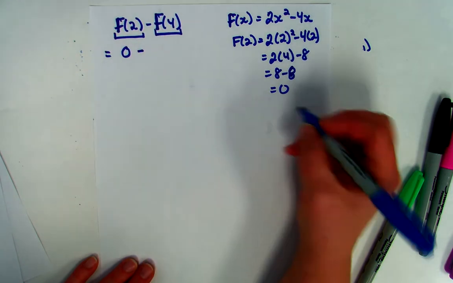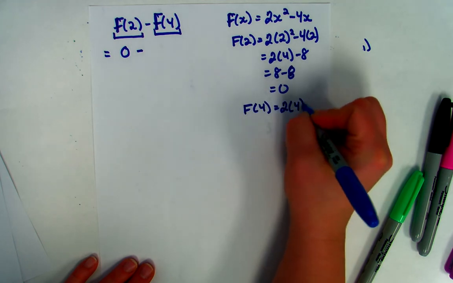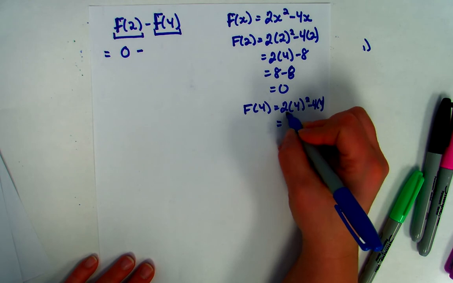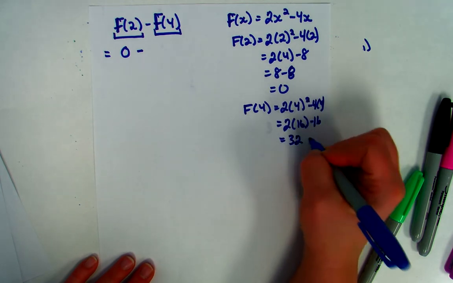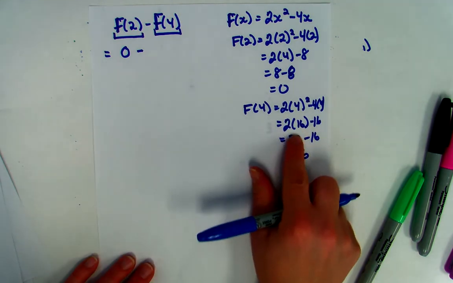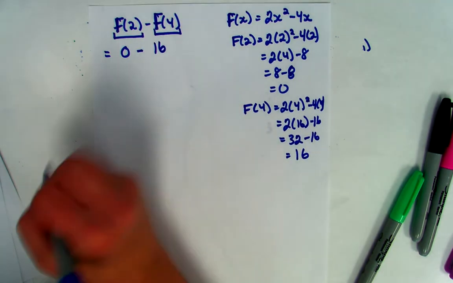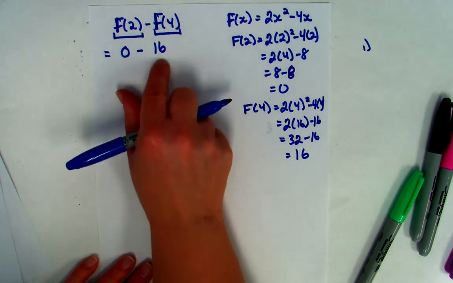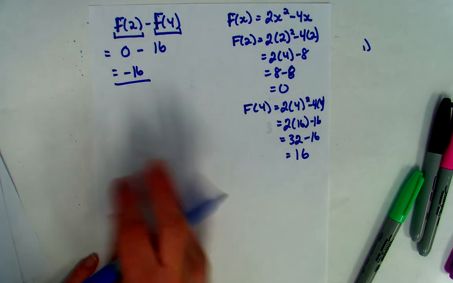Now I'm going to repeat the process with 4. So f of 4 is 2 times 4 squared minus 4 times 4, which is going to be 2 times 16 minus 16, which is 32 minus 16, which is 16. I just used BEDMAS and figured it out. So then I come over here and I put that. So the answer when I sub 4 into the function called f is 16. So my answer to the total question is negative 16.